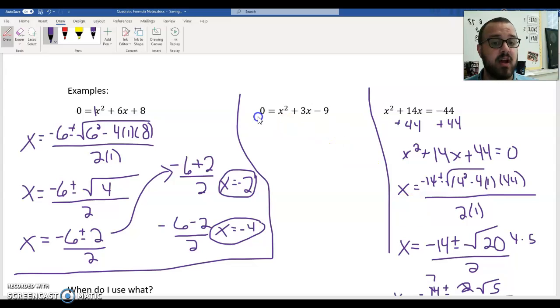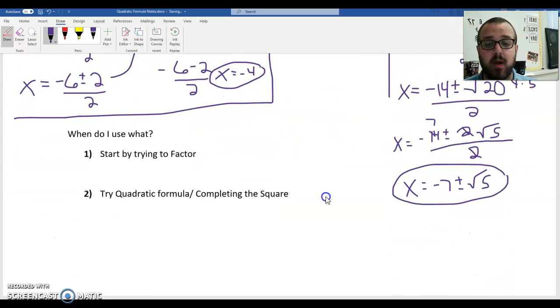I'm going to let you guys go and try this one in a second. Let's just talk real quick about when you want to use which of these. So now that we have all three processes, when do I want to use them?